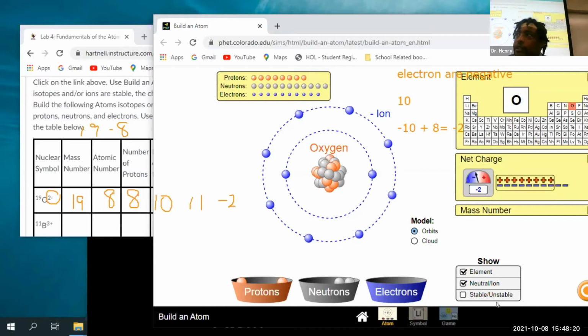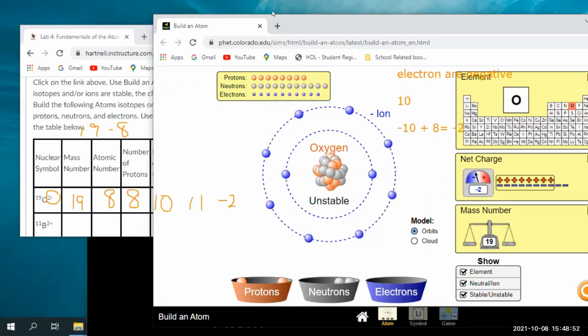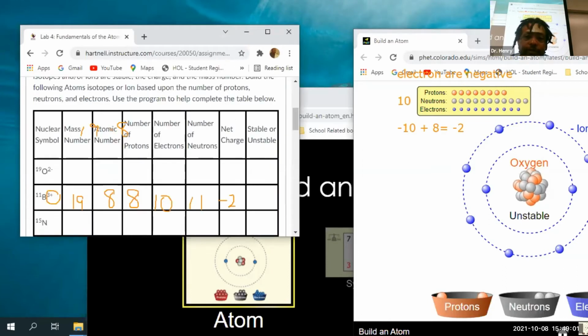So our net charge is a -2. Our mass is 19. Okay, the next part, is it stable or unstable? If we click on this, this lets us know if our molecule is stable. Now the stability is a result of the neutrons. The neutrons are used to stabilize the structure. So is this guy stable or unstable? Unstable. Okay, so then we would write unstable.